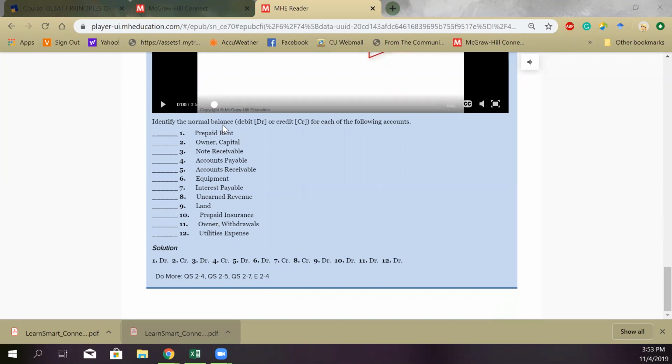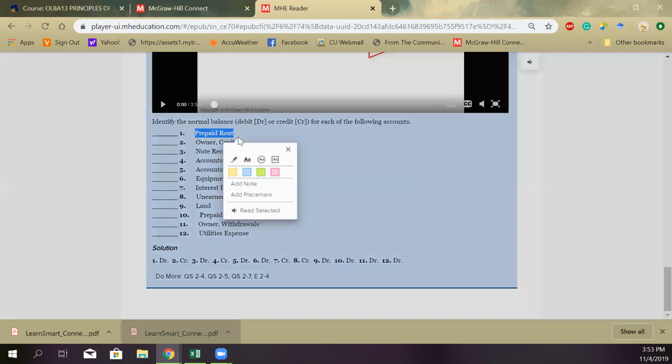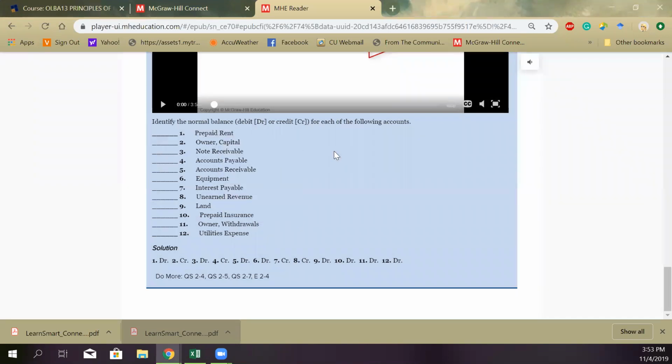Identify the normal balance. That's a fancy way of saying, where's its plus side? Identify the plus side of each of the following accounts. So either debit or credit. So you go through, and the first step is like looking at the account name. You have to know, is it an asset, a liability? What kind of account is it? Prepaid rent. It's an asset. Therefore, it has a debit normal balance or debit plus side.